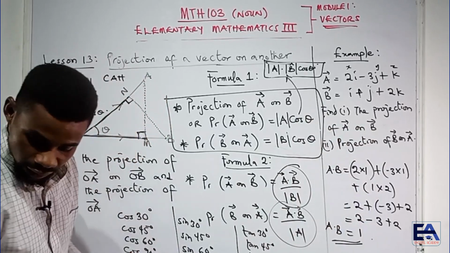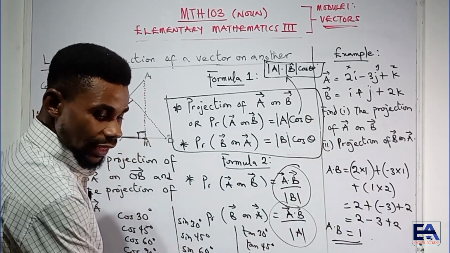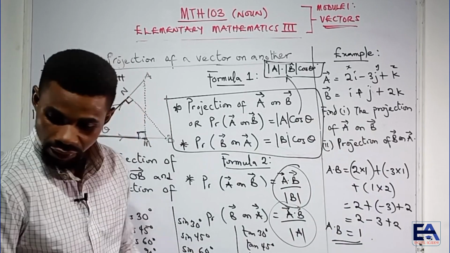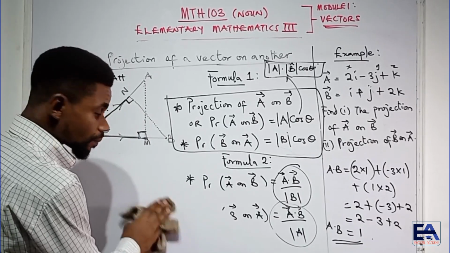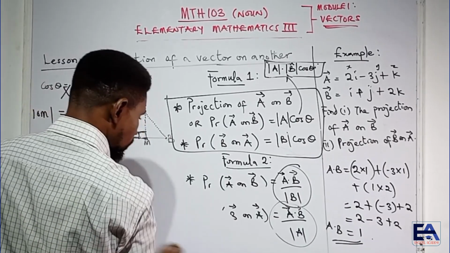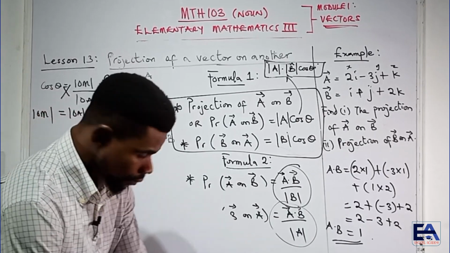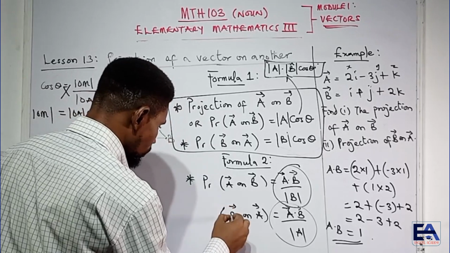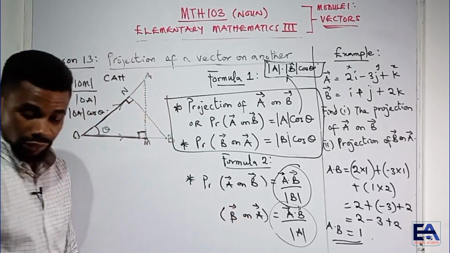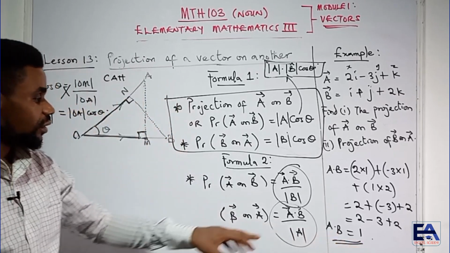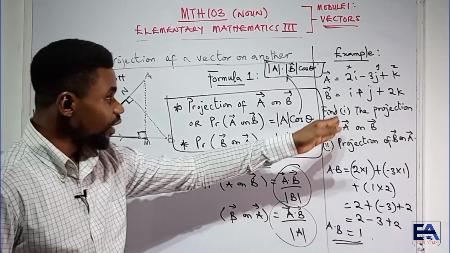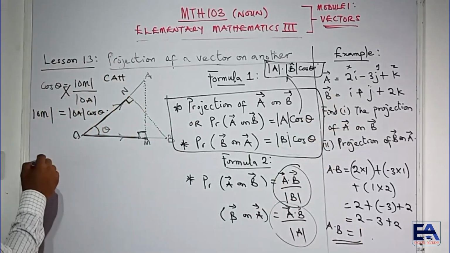So I'm going to take off this one now. All right, so yeah, we got this. The dot product of A and B is equal to 1. Then we need to find the magnitude of A and magnitude of B. So let's quickly do that.